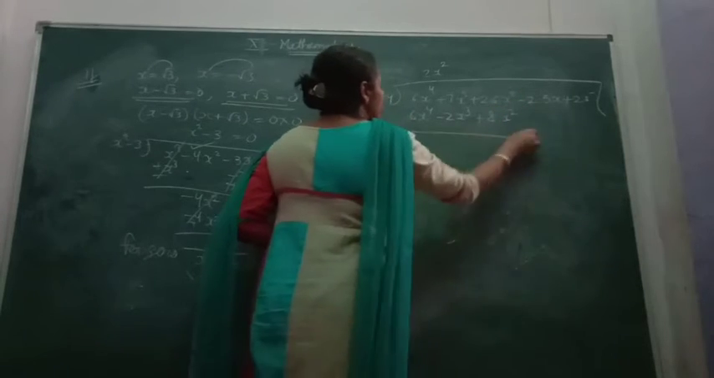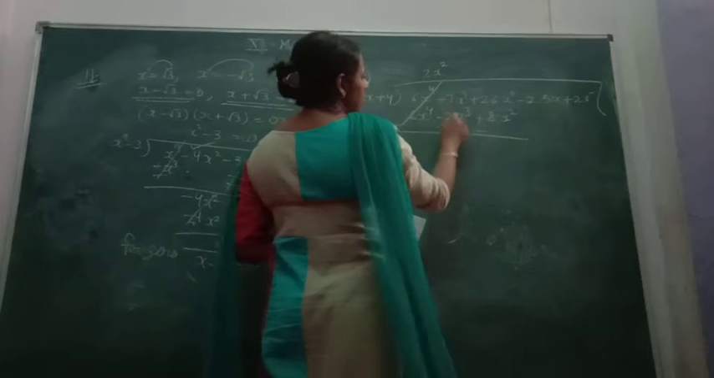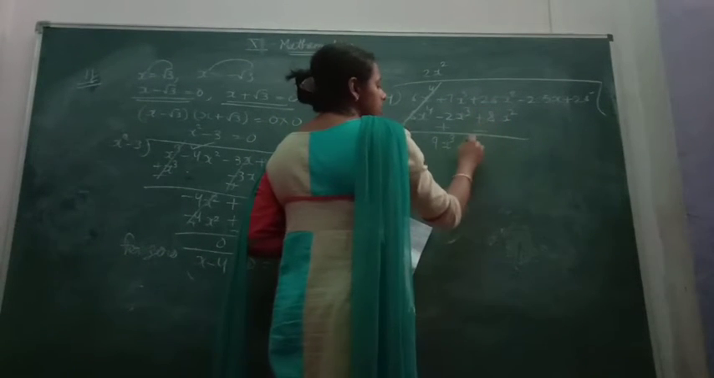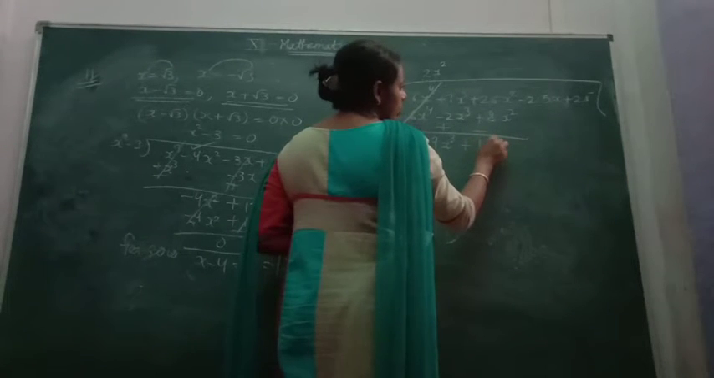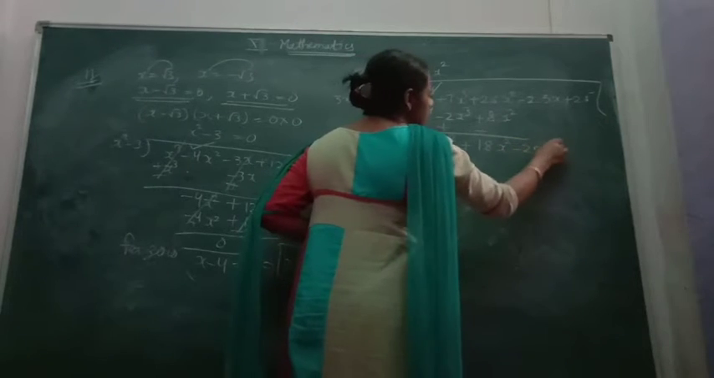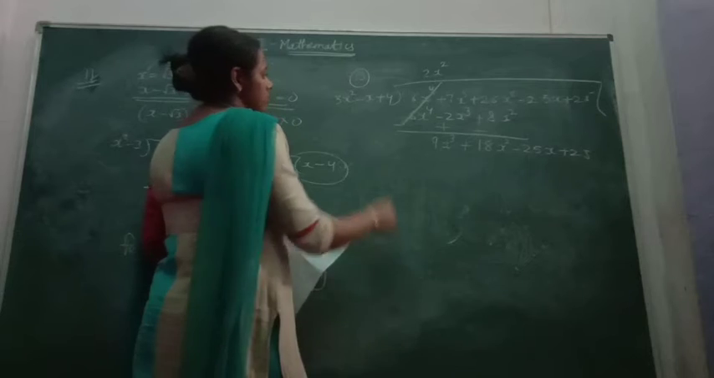And on changing the symbol, the first term will be cancelled. 7 plus 2, that means 9x cube. 26 minus 8, that is I think 16. Sorry, 18 will be there. 9x cube plus 18x square minus 25x plus 25 are the left terms. I have taken it as it is.